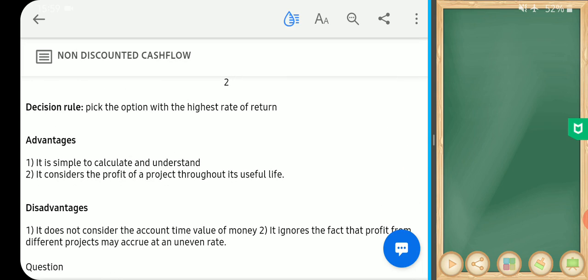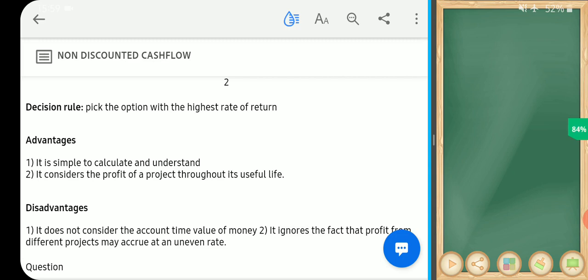Now, what are the advantages of ARR? The first one is that it is simple to calculate and understand. The formula is very simple, average annual accounting profit over average investment. So it's very simple to calculate, it's very simple to understand. Anybody can do it.